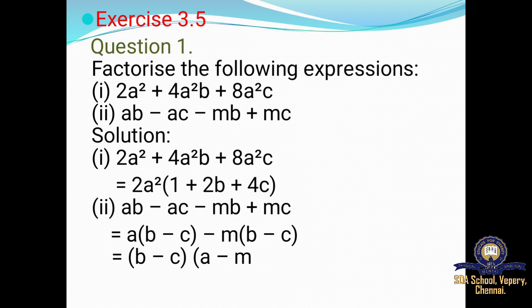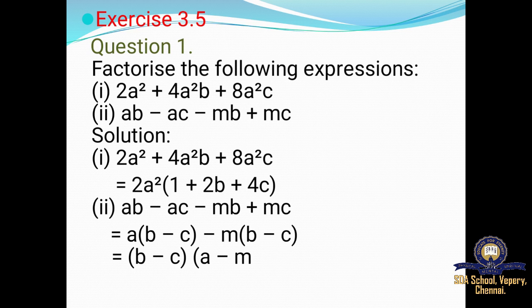Students, if you are not able to understand the meaning of taking common out, basically I am dividing 8a square c by 2a square. Likewise, I have got this. So I have got my answer, 2a square into 1 plus 2b plus 4c. I cannot further factorize, so I am leaving the expression as it is. Got it, students?